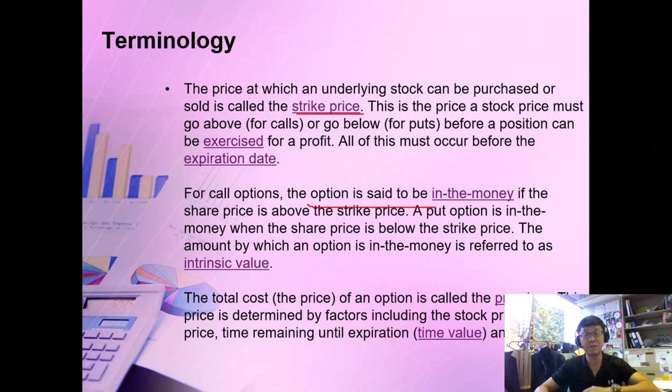So if the underlying price is going up, likely your option is more valuable, and the option is basically in the money. It's like money goes inside your pocket, so you're basically making money. If it's out of the money, it means money taken out, so it's losing money.